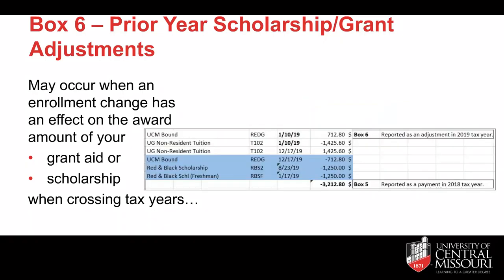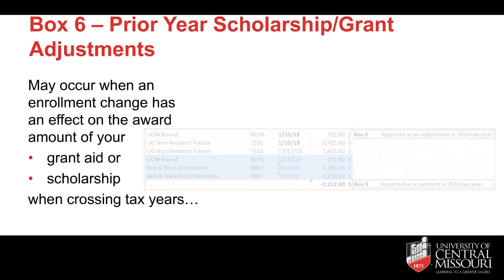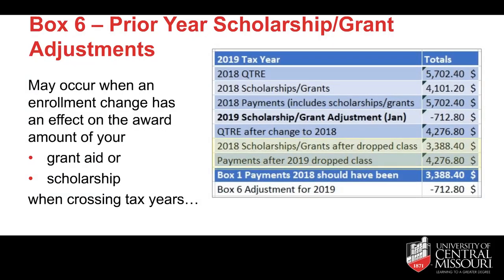For example, you were enrolled in 12 hours when spring fees were charged in December and your out-of-state tuition waiver paid the non-resident portion for the spring semester in December. However, in January, you decided to drop a class. This enrollment change reduced the amount of tuition owed and therefore your out-of-state tuition waiver as well. This triggers a change in the amount that should have been reported in the previous tax year for both scholarships and payments, since scholarships and grants are considered payments toward QTRE. Therefore, the difference between what was originally paid and what should have been paid will show as an adjustment in Box 6 if it crosses tax year.